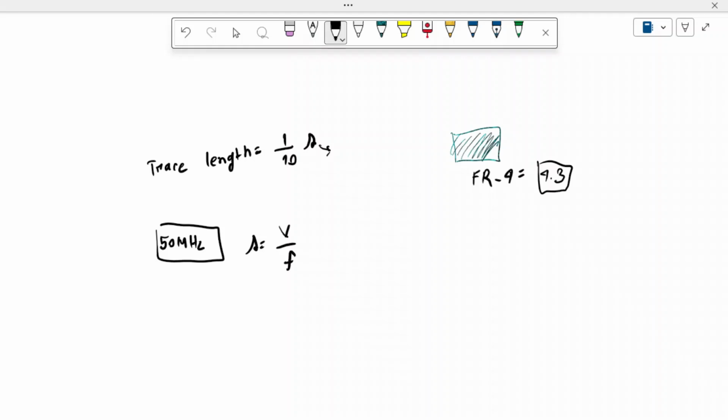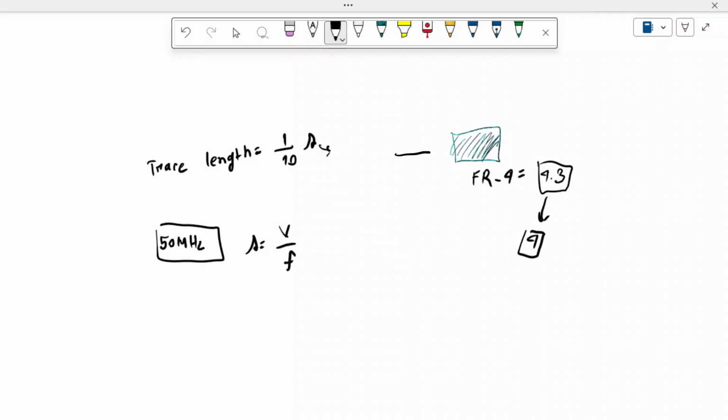But we're gonna assume it's 4, okay? We're just gonna assume that it's not really 4.3. We're gonna just assume it's basically 4. So we have to take that into consideration, because this is not a 1, this is a 4. So we have to understand how this is going to affect our signal.